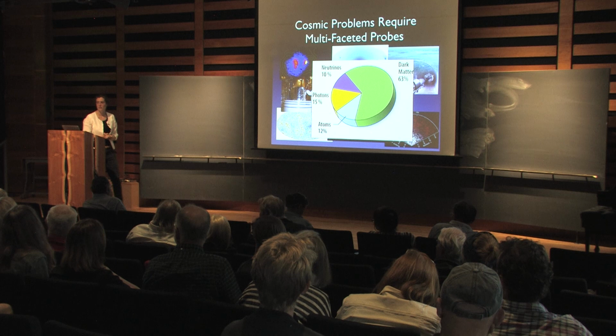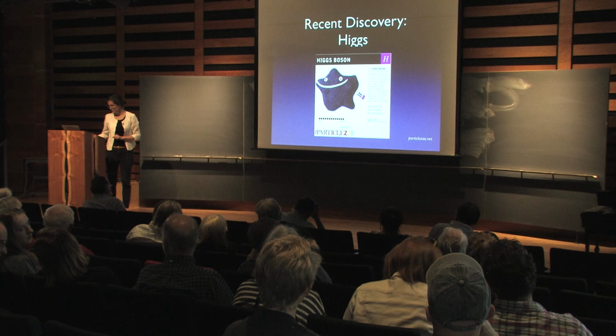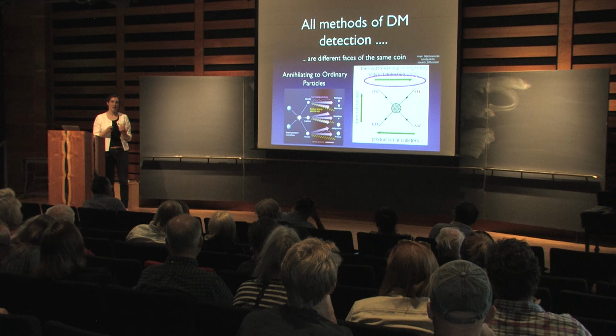Yes. Do you want to touch on that at all? Sure, absolutely. So let's go back to this slide. Can you repeat the question, please? So he said that in the flyer there was a mention of something called asymmetric dark matter. And the question was, can I explain what that is?